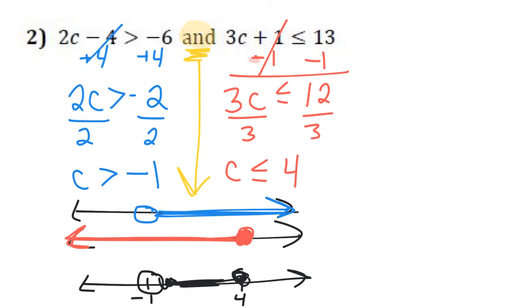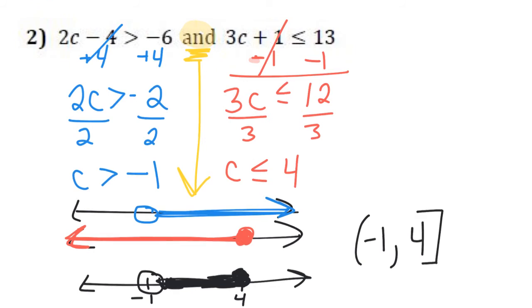I'm going to fill in 4 because it is filled in on red and blue, but I am going to leave the -1 open because it is open on the blue. Okay, and so my final answer here, we're going to include numbers between -1 and 4. That's where the red and the blue overlap. So for an interval, I will write that as -1, comma 4.